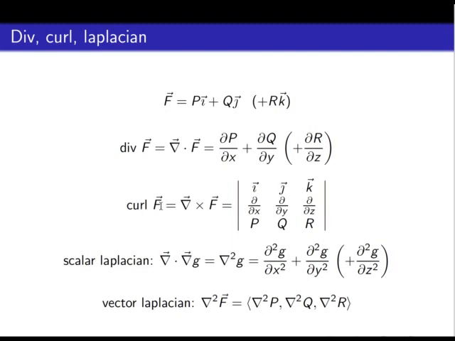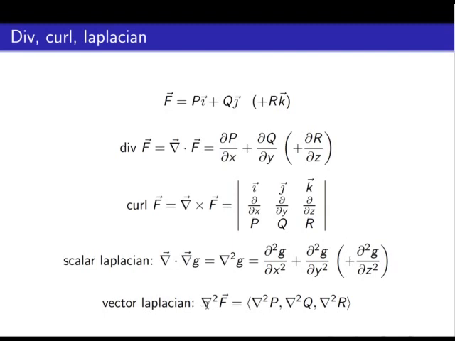So div of a vector field is a scalar field. Curl of F requires that F be 3-dimensional. It's del cross F. You get this 3 by 3 determinant. And the scalar Laplacian is basically the div of the grad of a function, written this way. It's these second derivatives, not the mixed ones. Partial derivative of g with respect to x twice, and then same with y, and then same with z if this is going to be a 3-dimensional version.